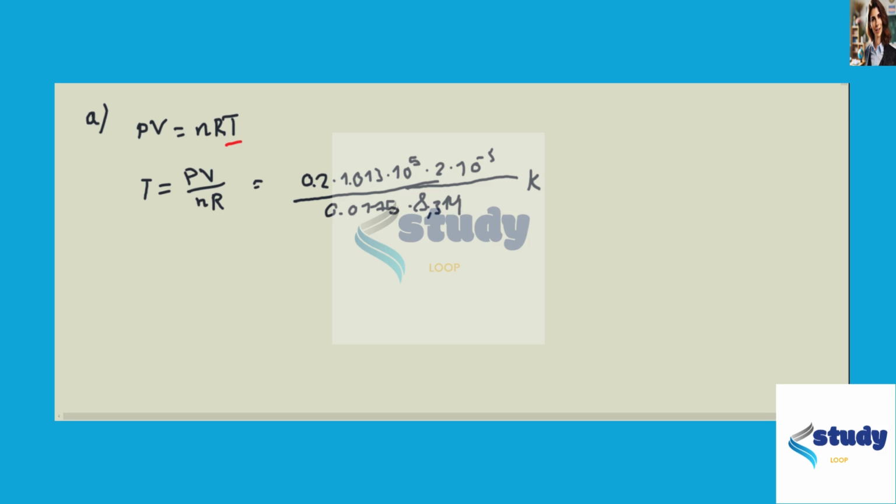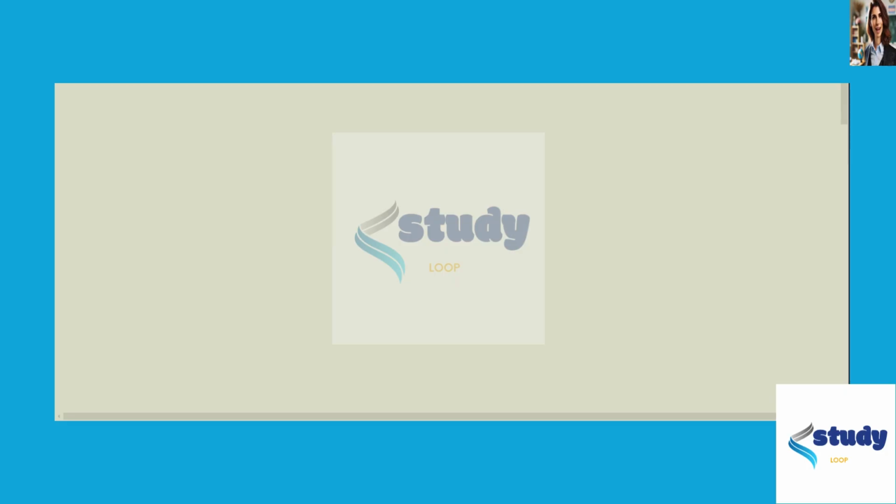So when we put these values into a calculator, we obtain that the final answer for part A is that T equals 278 kelvins. Now this is for part A. For part B, here we need to find the work done.